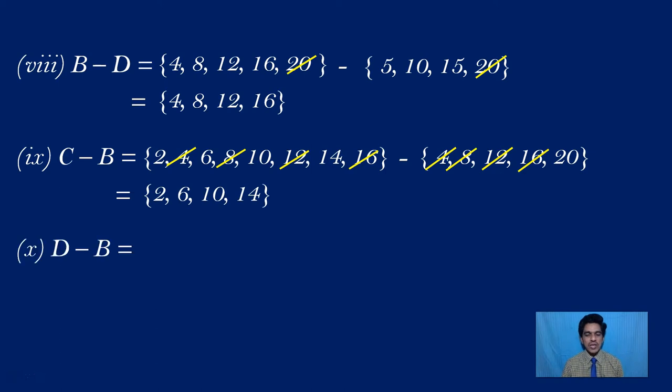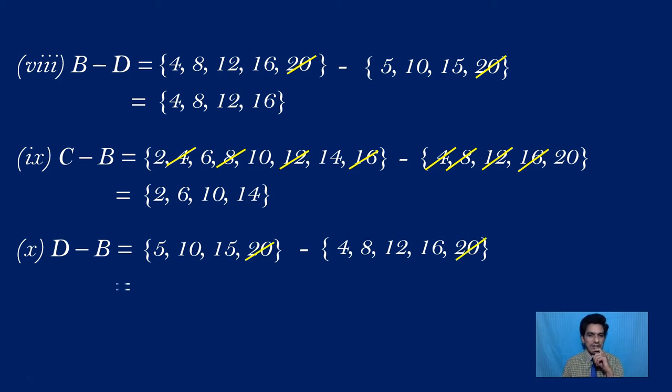And the last question, D minus B, which is the set of 5, 10, 15, 20 minus B, the set of 4, 8, 12, 16 and 20. What are the common elements? We have 20 common. But in the first set, we have 5, 10 and 15. This is how you can find the difference of any two given sets.